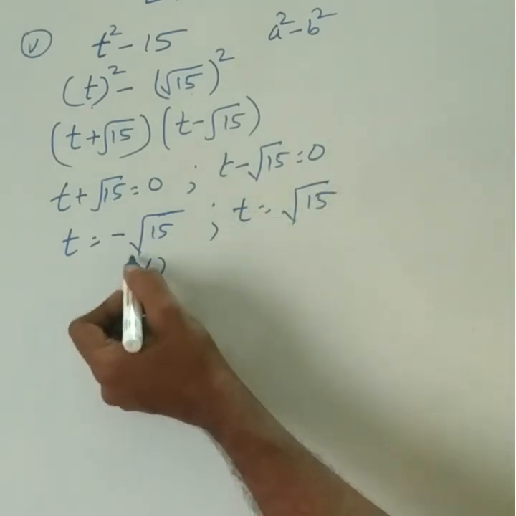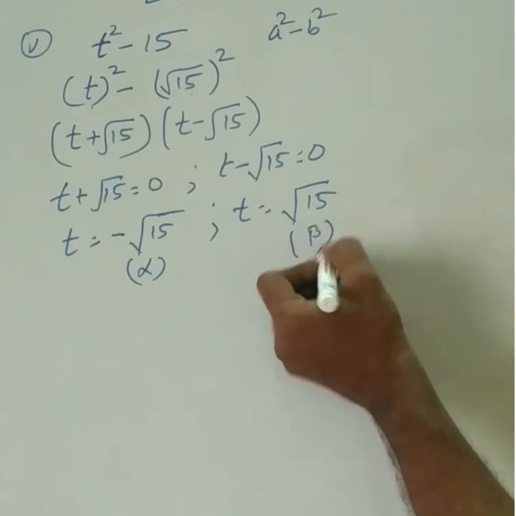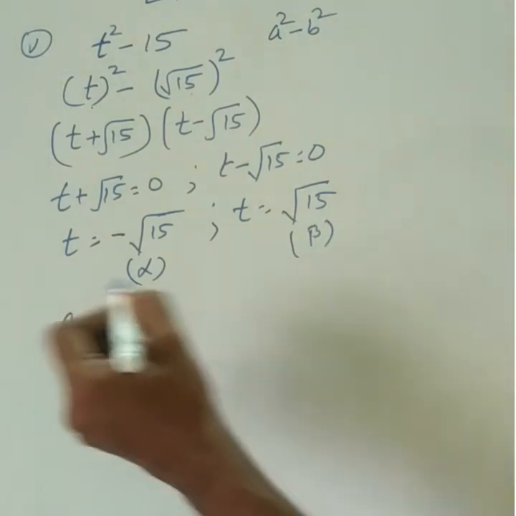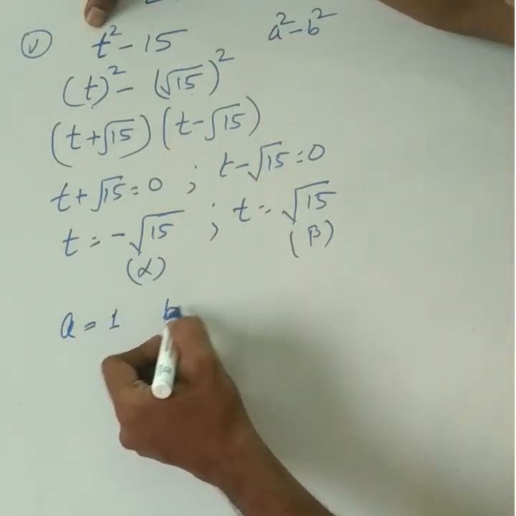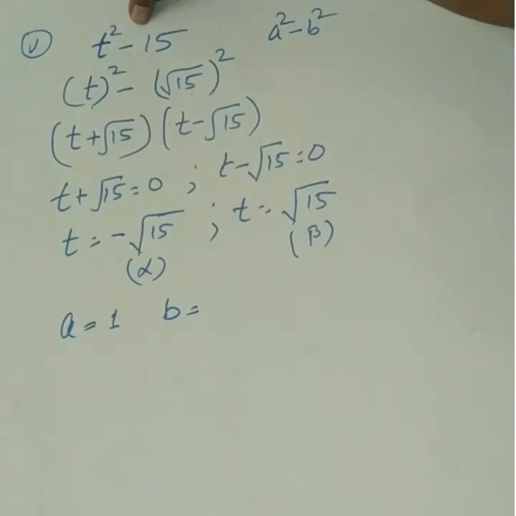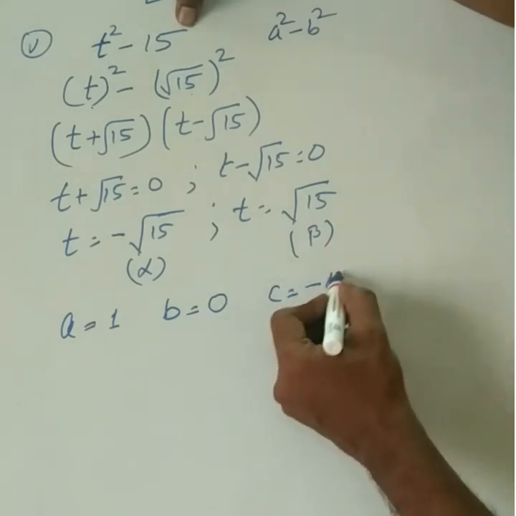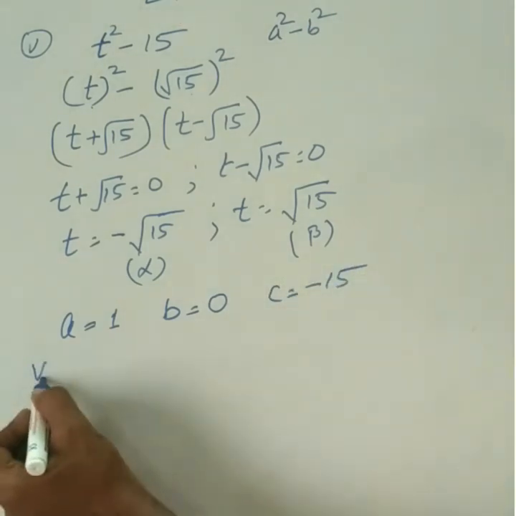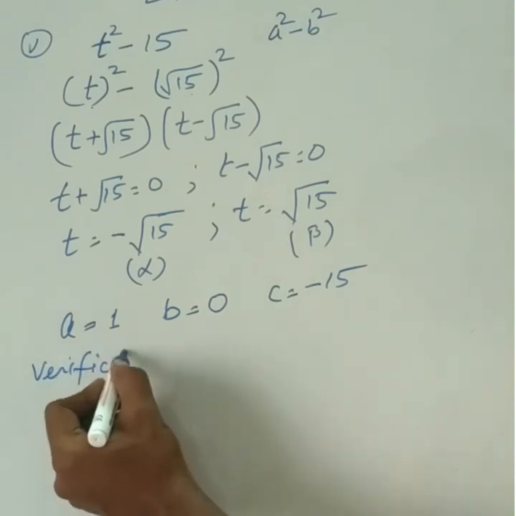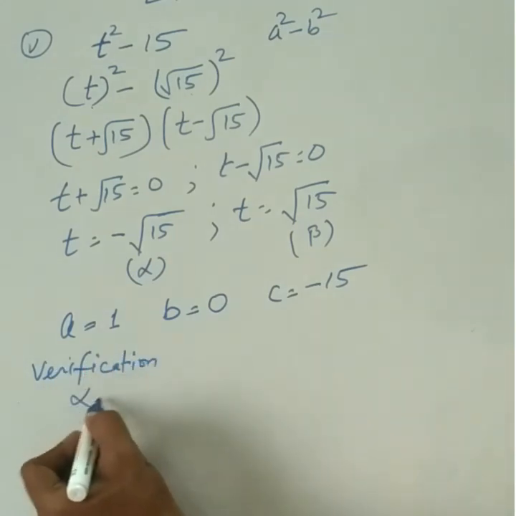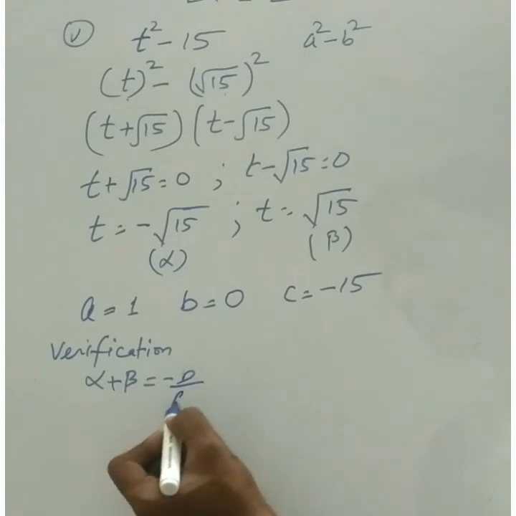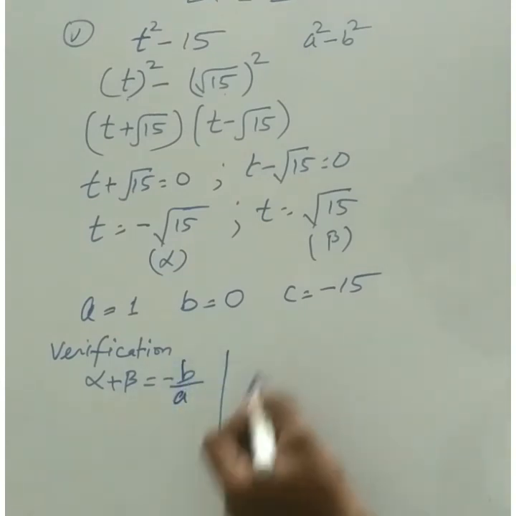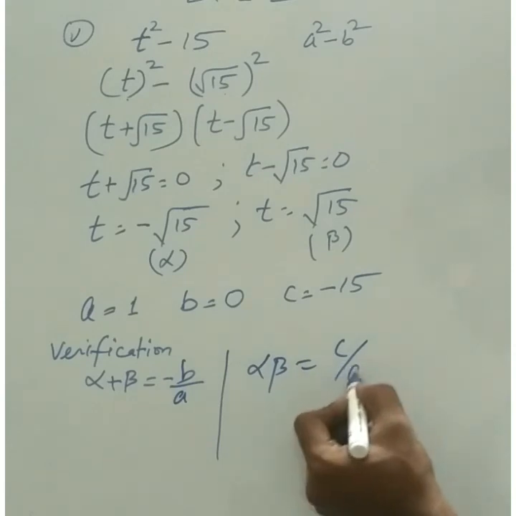Now this will be considered as alpha and this will be considered as beta. A means the coefficient of t square, which is 1. B means the coefficient of t. We don't have t here, so 0. C means the constant term, which is minus 15. Now the verification. Alpha plus beta equal to minus b by a, and alpha into beta equal to c by a.